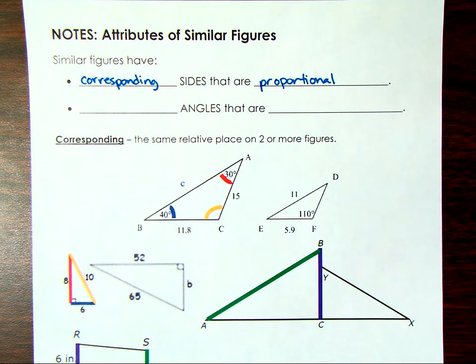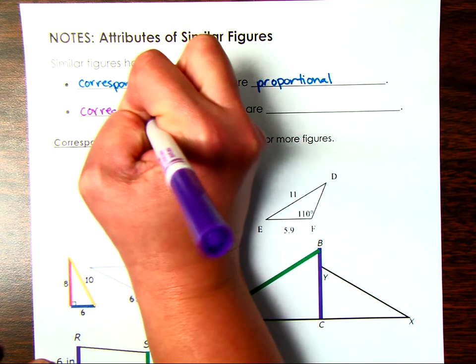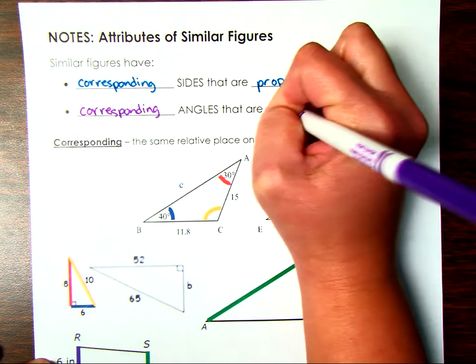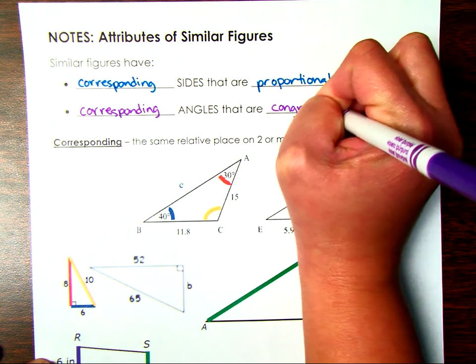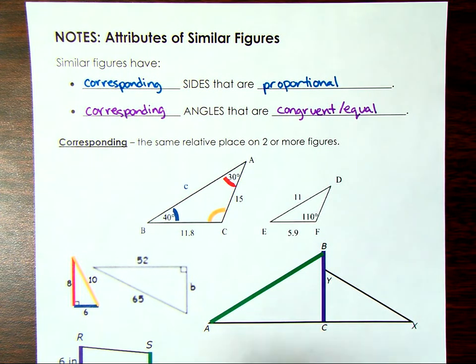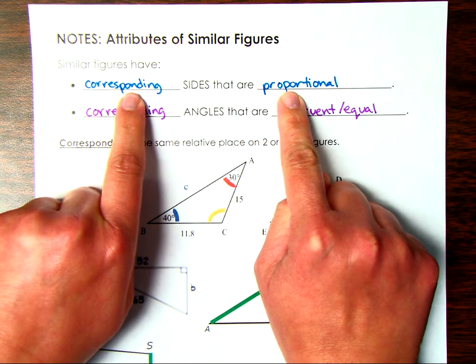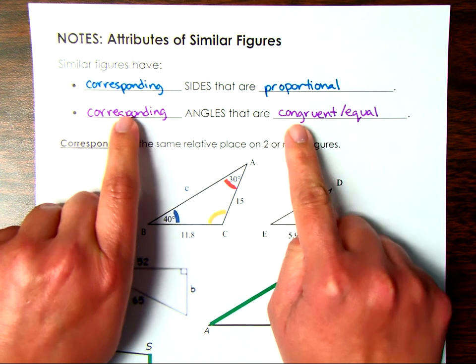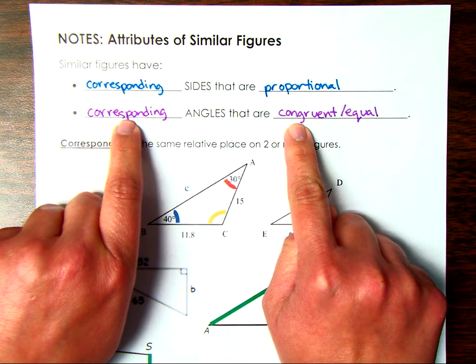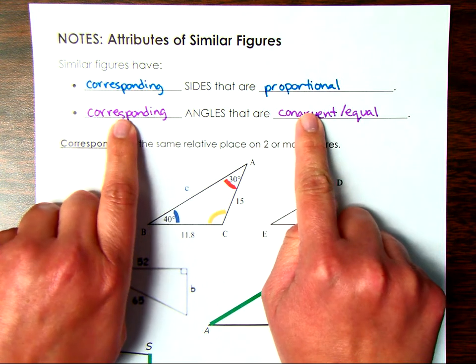Now the second qualification in order to be a similar figure is that the corresponding angles are going to be congruent, or equal to one another. There are a couple of things we can tell with this. First and foremost, if a problem tells us the two figures below are similar, that means we can solve for their side lengths using proportions. It also means that their corresponding angles, the angles in the same relative position on both of those figures, are going to be equal to one another.